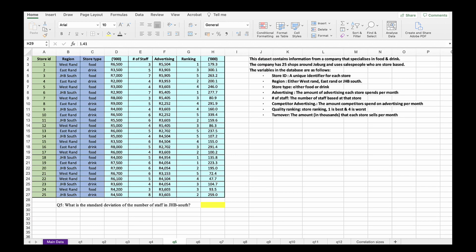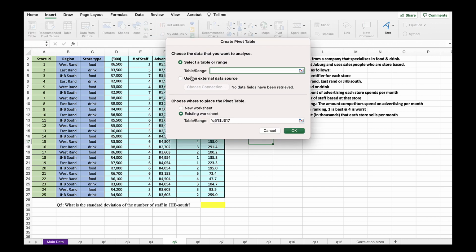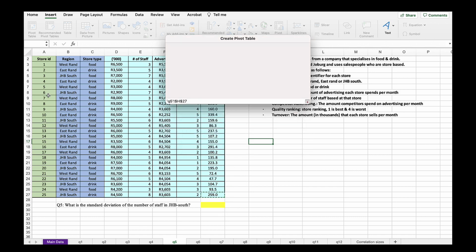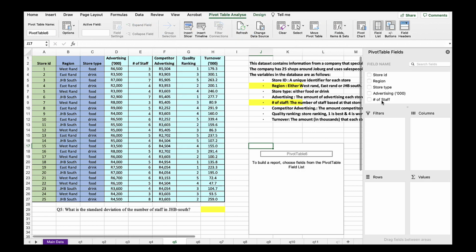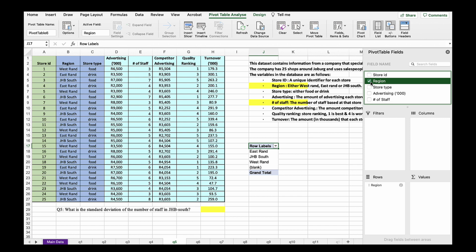Question 5 is saying, what is the standard deviation of the number of staff in Joburg South? What are we looking at? We're looking at the number of staff. So I'm going to highlight staff. I'm looking at the region, Joburg South. These are the two things I'm looking at. And we go and we do the same thing again. Insert, pivot table, highlight the pivot table. Say OK, here's a pivot table, and I'm going to click on region, and I'm going to click on number of staff.